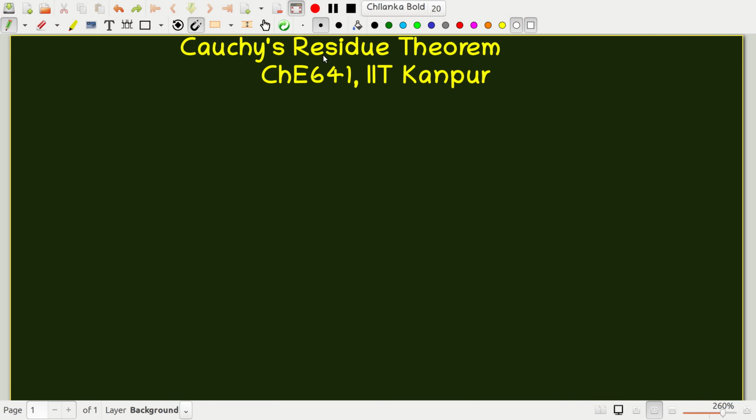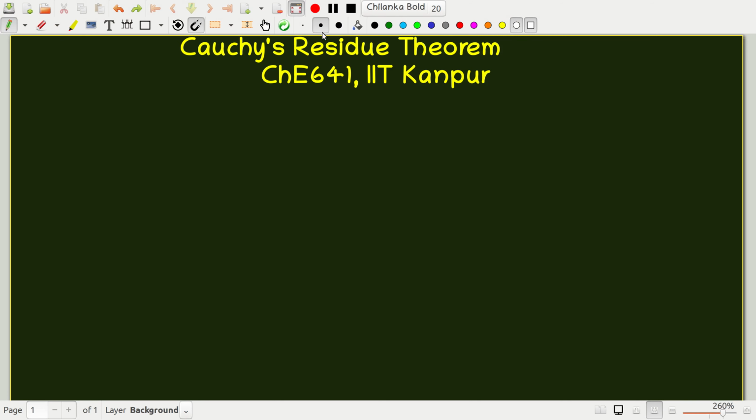Hello students, in the previous module on complex numbers and analysis, we discussed Cauchy's integral theorem. In this module, I am going to discuss another very important result. This is called Cauchy's residue theorem, or simply the residue theorem.